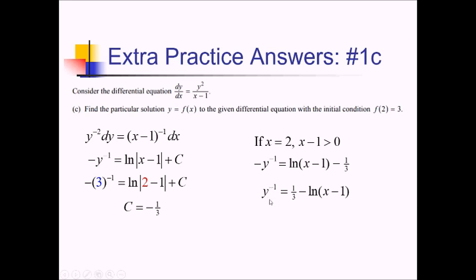And before I flip everything here with the negative 1 power, I'm just going to merge this into one fraction to make it a little easier. So common denominator of 3, this is going to be 1 minus 3 ln x minus 1 all over 3. And now let me just take the reciprocal of both sides to get y. So y is going to be 3 over all that stuff in the numerator. And this is as good as it gets.